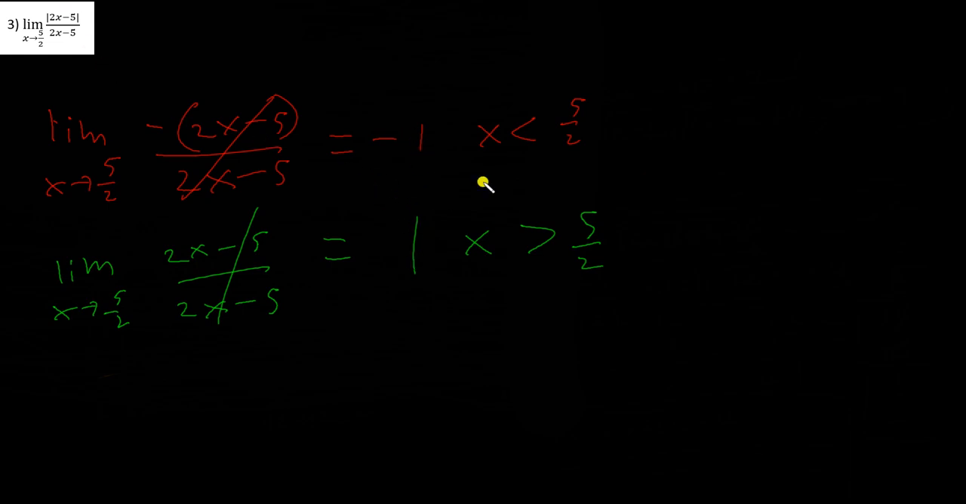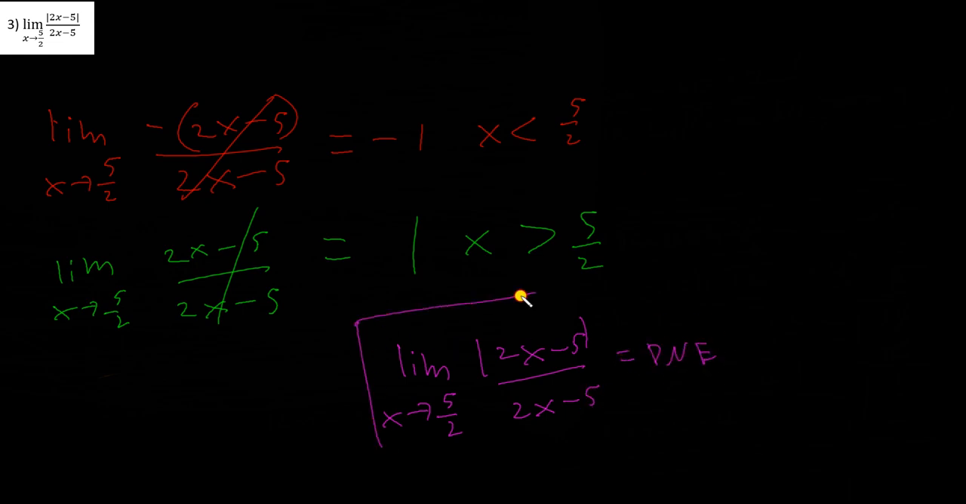So what we'd say is that the limit as x approaches 5/2 of the absolute value does not exist because we got different numbers. So that was question 3.